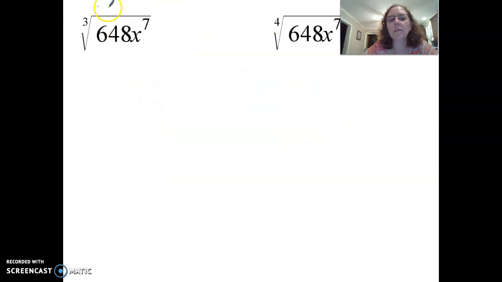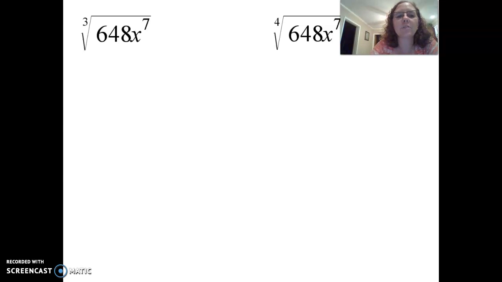Okay, so look at this one. Now I'm going to do a cube root because we've already practiced those a couple times, and I'm going to compare that with a 4th root. Okay, so what is going to be the first step? Well, the first step is still to do a factor tree. So 648, let's start off with 4. You might need your calculator on some of these because the numbers are going to be larger.